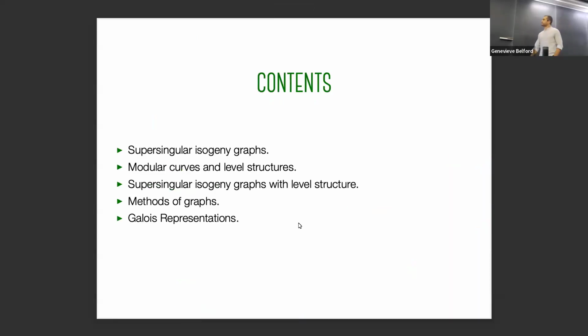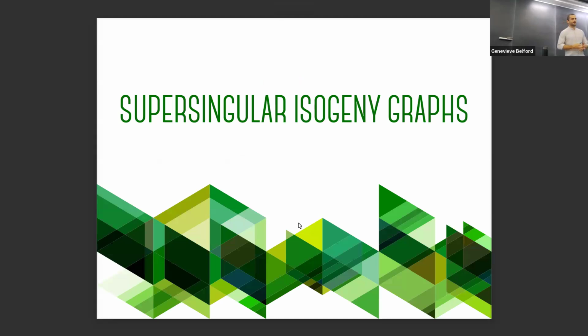Okay, so here is a very brief list of contents. I'm going to introduce the main object of study, which will be supersingular isogeny graphs. I'm going to talk briefly about what happens if we endow supersingular isogeny graphs with some modular structure. So I'll introduce what a modular structure is, what a modular curve is, and what happens to the isogeny graph when we add this extra piece of information. And then I'm going to talk about the method of graphs of Mestre and very briefly about Galois representations at the end. Okay, let's start with isogeny graphs.